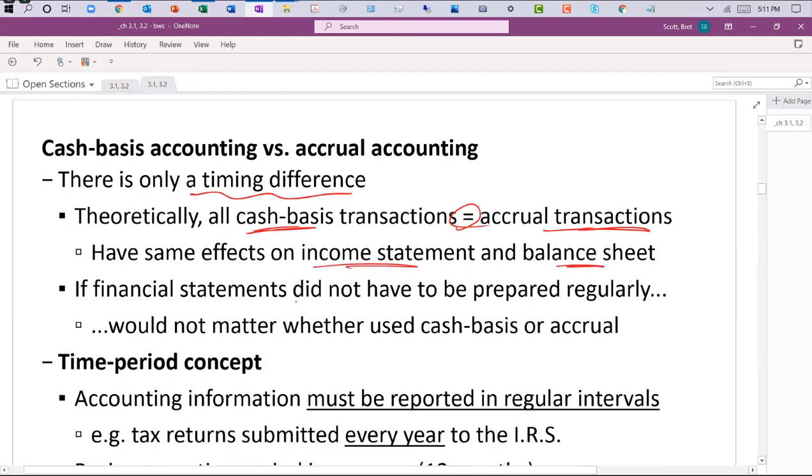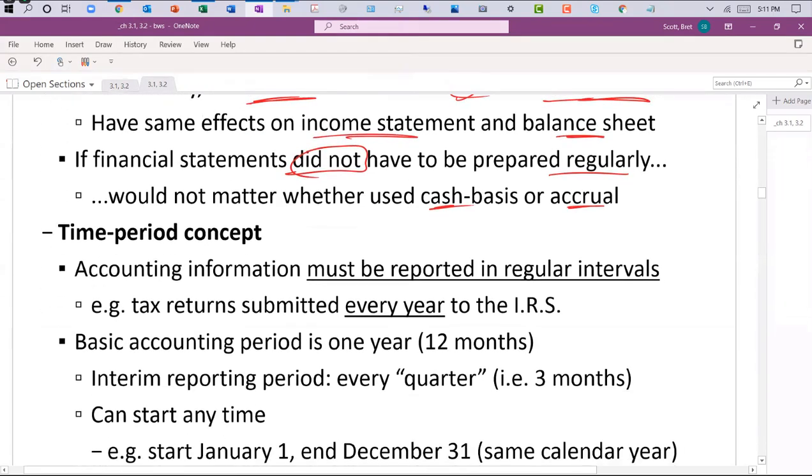If financial statements did not have to be issued on a regular basis, then it would not matter whether or not we use the cash basis or accrual basis accounting. However, we must produce financial statements at regular intervals, and that's called the time period concept. When we produce financial statements in chunks covering certain specific periods of time at regular points of time in the future.